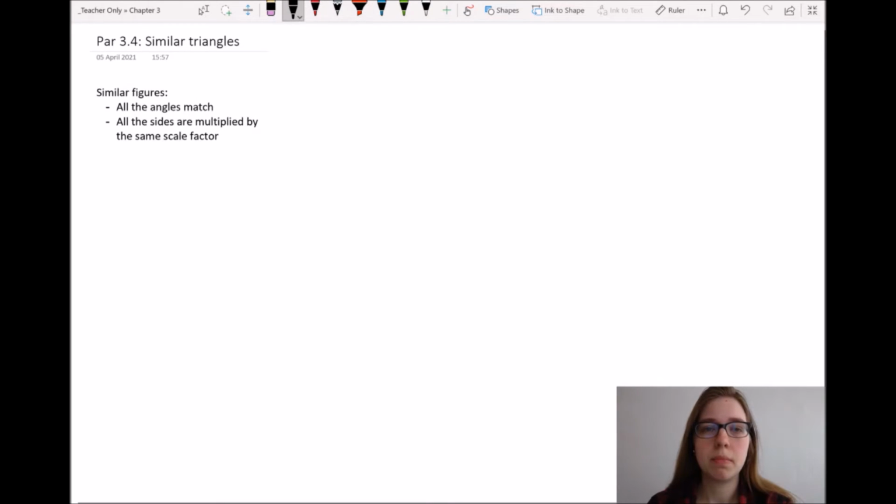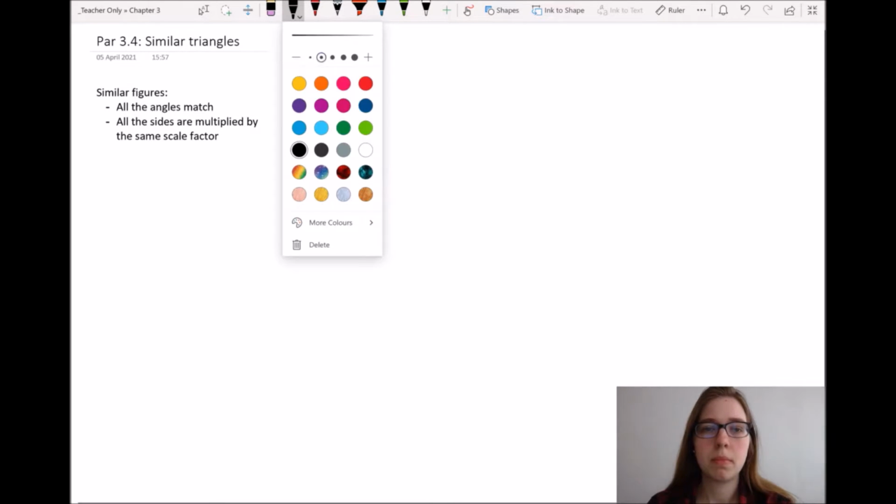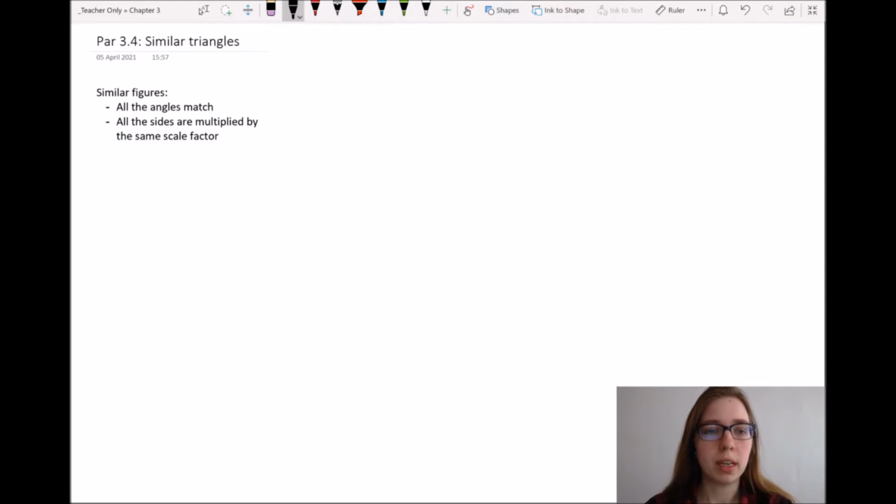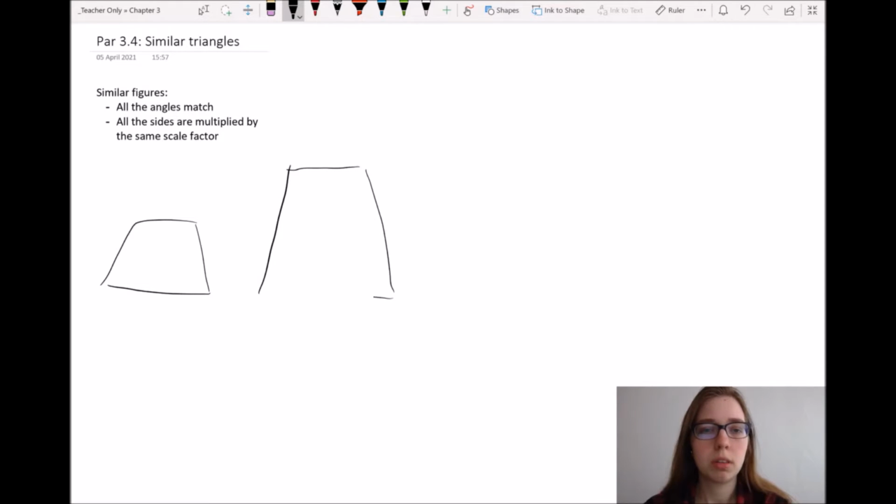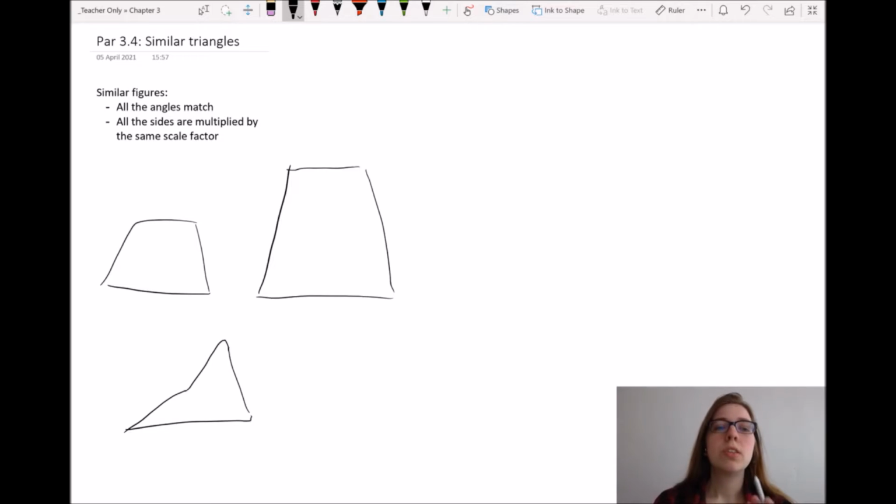For instance, for some figure, it might have the same angles, but only be taller. Or it might have the same sides, but different angles. So we really had to check everything.